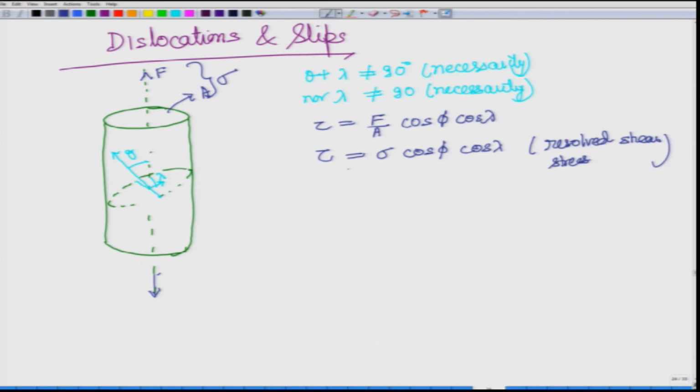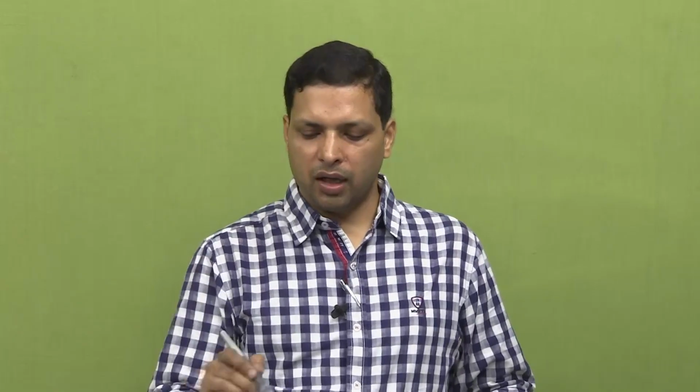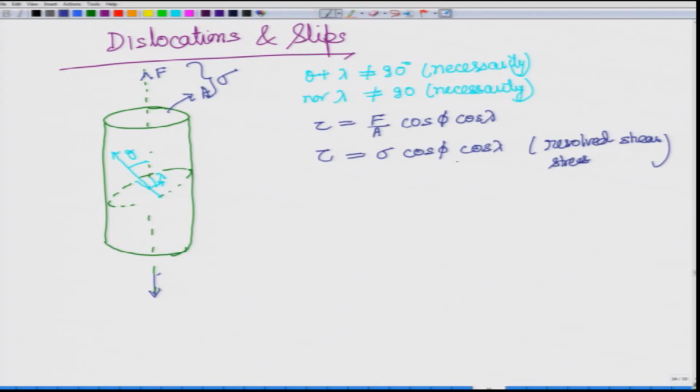Now, how much should this stress be for the dislocation to be able to move? What is the minimum resolved shear stress? That is called the critical resolved shear stress. We will come to that particular topic in the next class. In the meantime, you try to prove that the resolved shear stress is equal to sigma cos phi cos lambda, and we will see you in the next class.